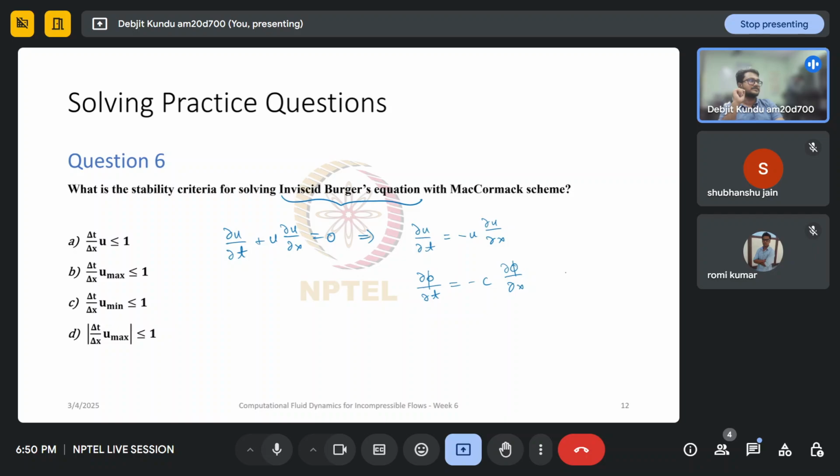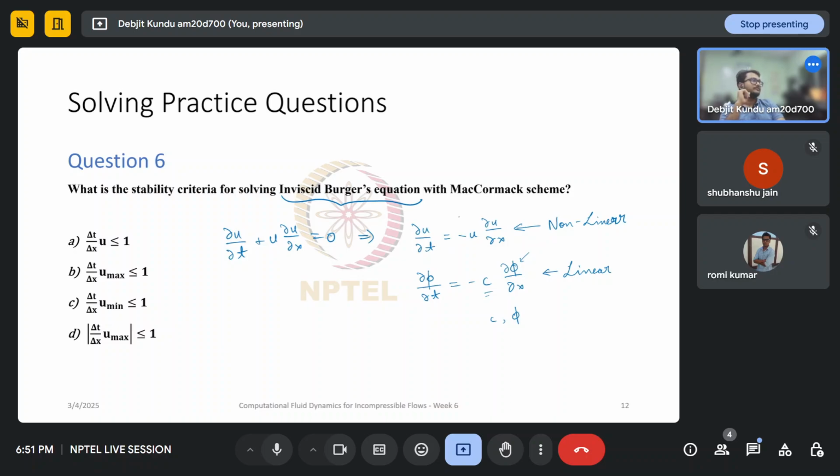The only difference is that the wave equation is linear because C and phi were separate things, right? So C and phi are different things. But this one is non-linear because the quantity that is being advected and the velocity of advection are both the same. So this is what brings in nonlinearity and a lot of problems. But then again, this is a good, representative problem to solve.